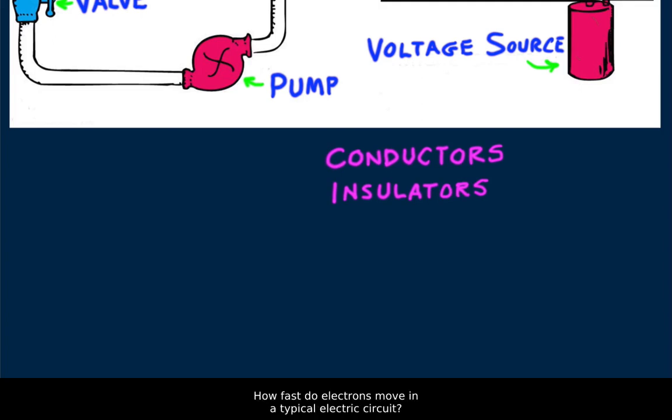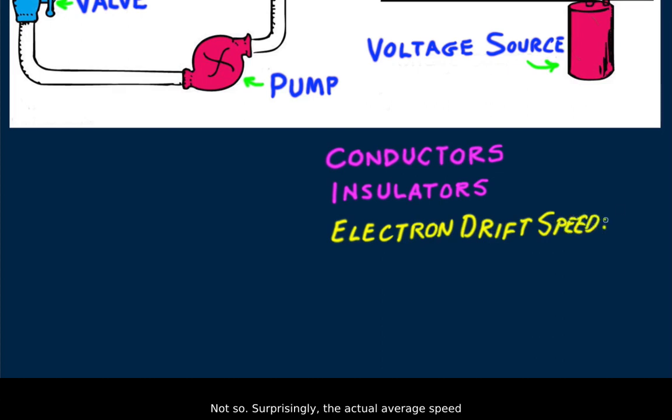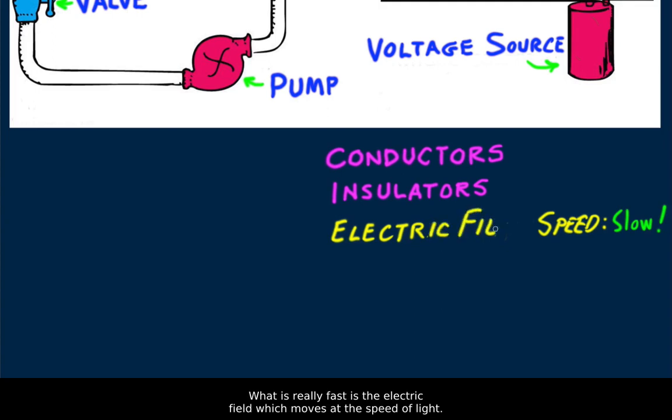How fast do electrons move in a typical electric circuit? Most people will say quite fast, maybe almost as fast as the speed of light. Not so. Surprisingly, the actual average speed of electrons moving along a typical circuit is very slow, like a snail's pace. We refer to this as drift speed. The actual speed of electrons bouncing hither and thither is in fact much greater, but only a tiny component of an electron's velocity is directed along the circuit on the average. What is really fast is the electric field, which moves at the speed of light.